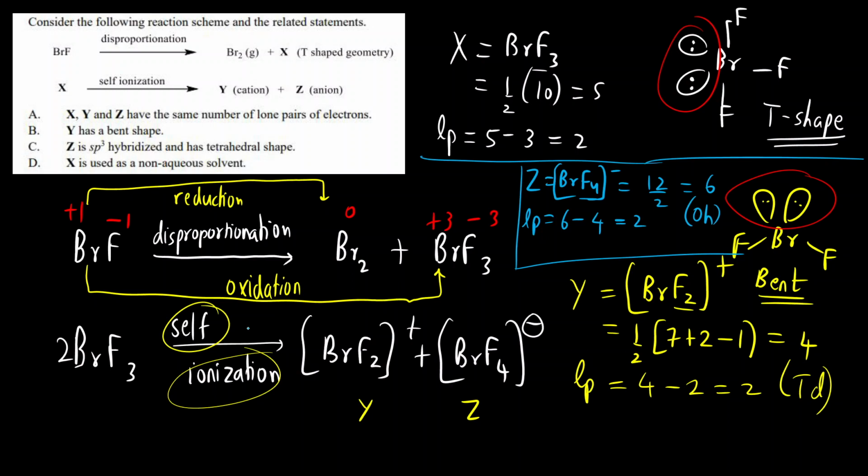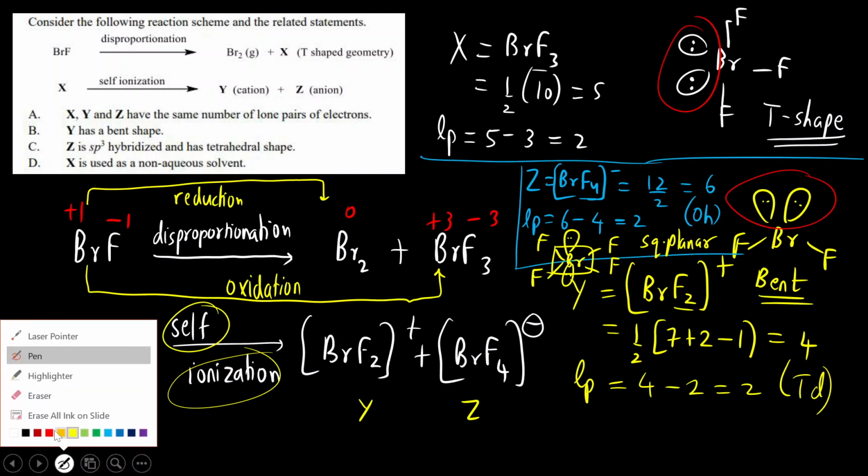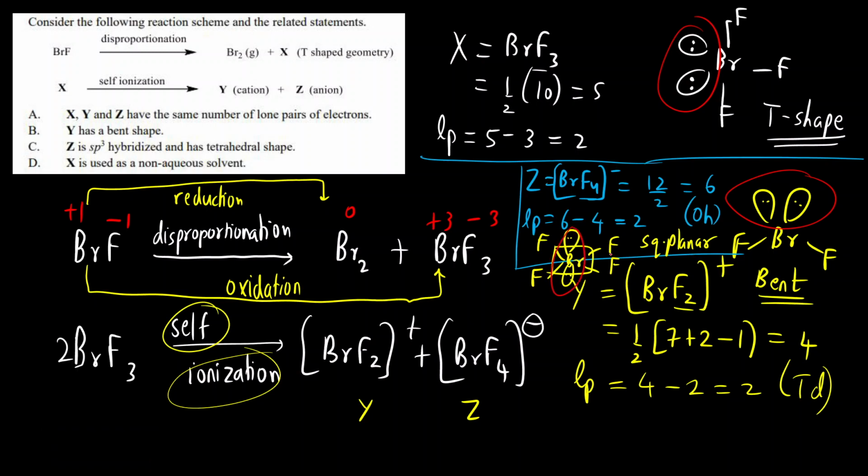That is the reason why I told you that in octahedral, the lone pairs occupy the axial positions like this. And this is Br, and how many side atoms? Fluorine, 4. So the shape for this is square planar. We were counting the lone pairs. Here also there are 2 lone pairs. So all 3, X, Y, Z, have the same number of lone pairs, correct.